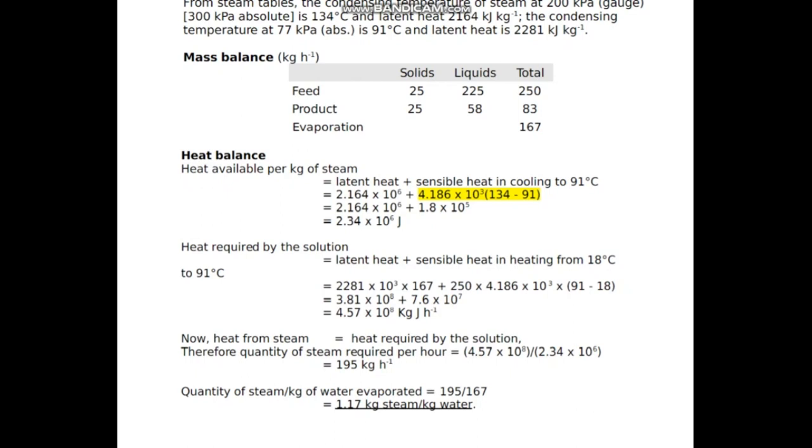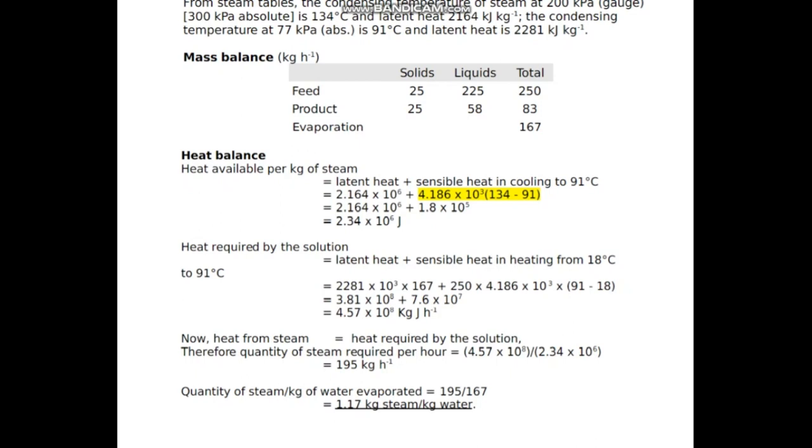So, heat balance. Heat available per kilogram of steam is equal to latent heat plus sensible heat in cooling to 91 degrees Celsius. So the latent heat is 2.164 times 10 to the power of 6 plus 4.186 times 10 to the power of 3 times the temperature change, 134 minus 91. So a total of 2.34 times 10 to the power of 6 joules.